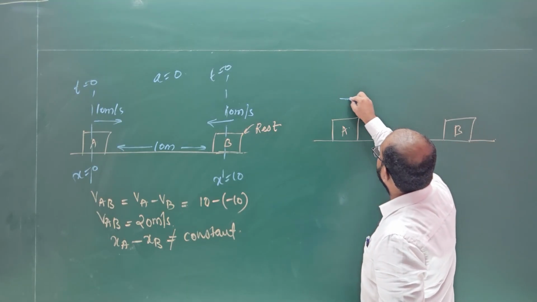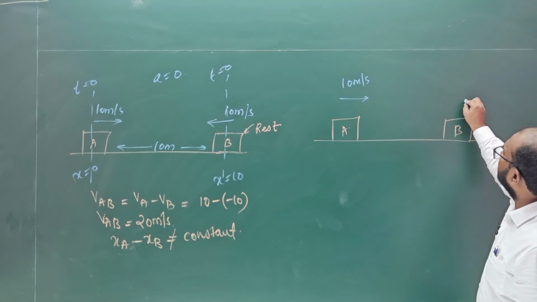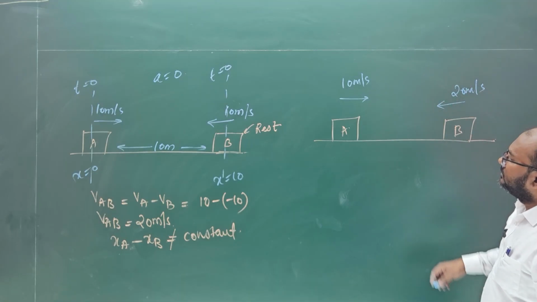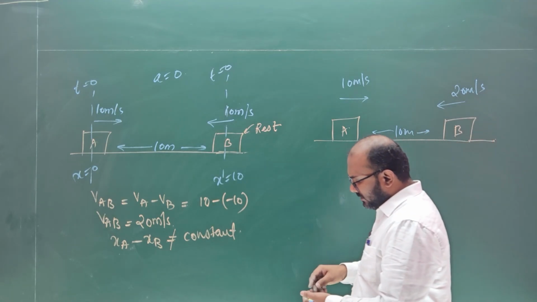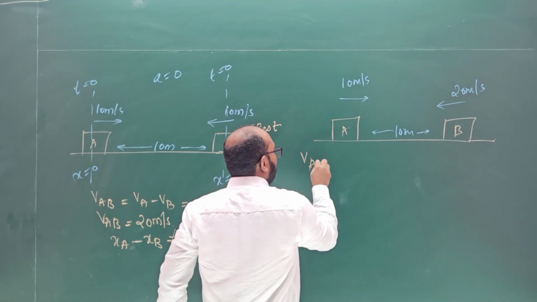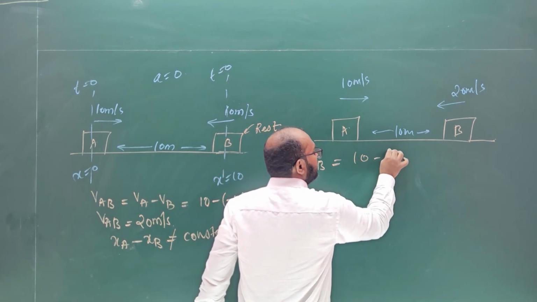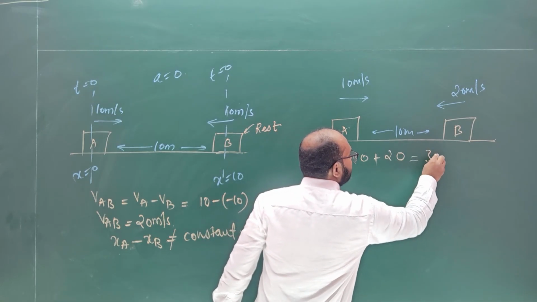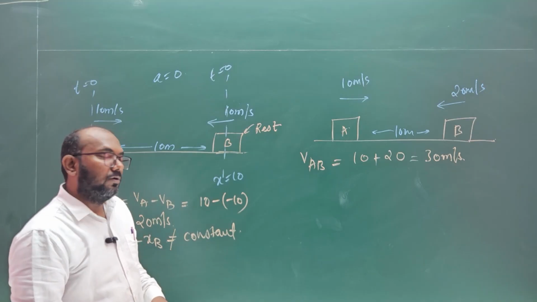Again, this object is moving in this direction by 10 meter per second. And this object is moving in this direction by 20 meter per second. Same case, 10 meter separation. Now, how do you write this one? V_AB is equal to 10 minus of minus 20, that becomes plus. That means, can I say this becomes 30 meter per second? Yes or no? Okay.